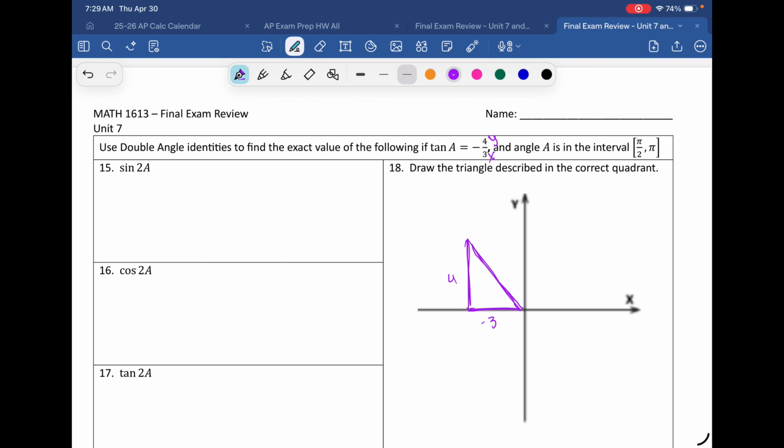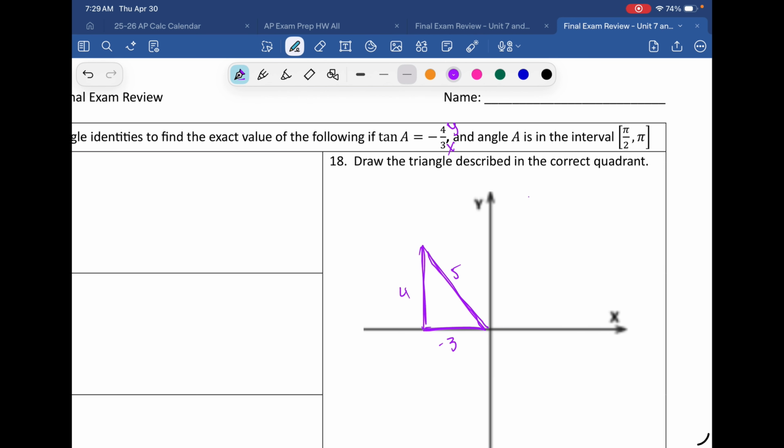Y is positive, and we know the radius has to be 5. All right, so sine A would be 4/5. Cosine A would be negative 3/5, and then we have tangent with negative 4/3.